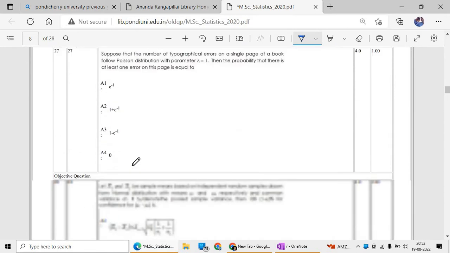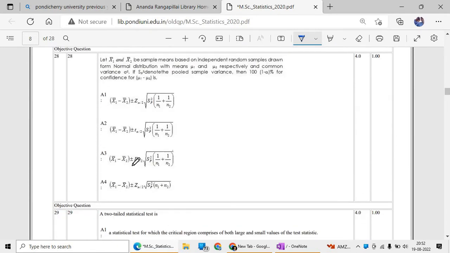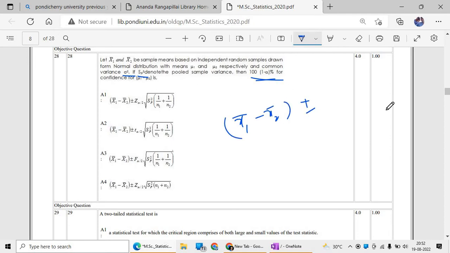So we can do this question. Again we are asking, if x1 bar and x2 bar are sample means based on independent random samples drawn from normal distributions with means mu1 and mu2 respectively and common variance sigma square, and sp square is the pooled variance, then the 100(1 minus alpha) percent inference limits. This is the standard formula, x1 bar minus x2 bar plus or minus, here the standard deviation is known, so z alpha by 2 into square root of 1 by n1 plus 1 by n2. So option A is the correct answer. So it is standard.